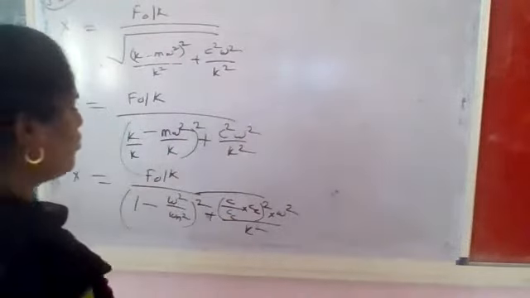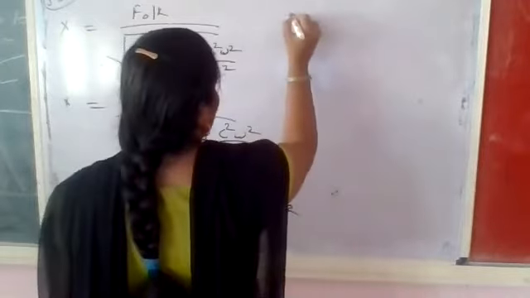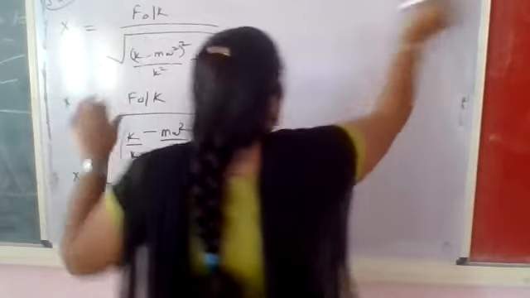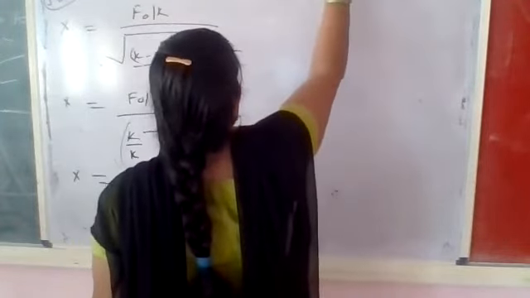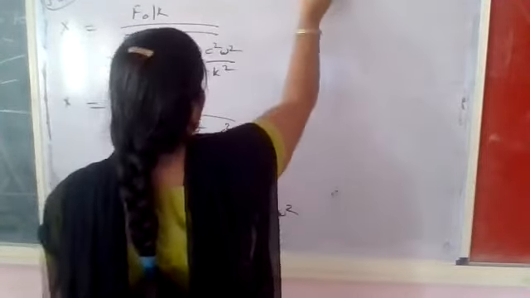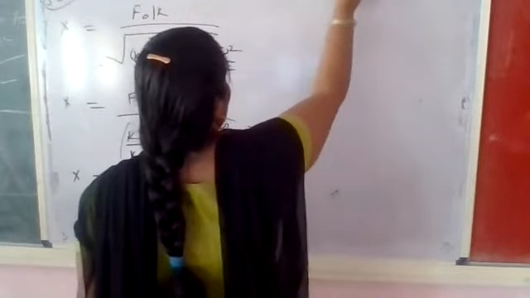So what will happen? Look, only I will take this term. Look, what do we do at this place now? x is equal to F naught by k divided by 1 minus that omega upon omega n, that is r square, bracket square, r square plus bracket square.